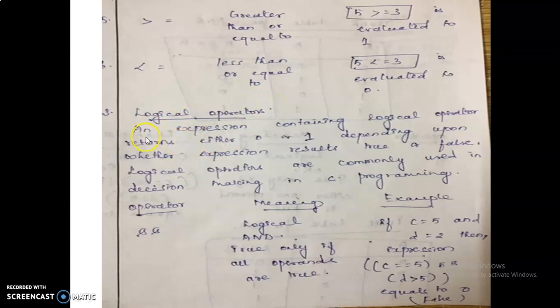Logical operators, or an expression containing a logical operator, return either 1 or 0 depending upon whether the expression results in true or false. Logical operators are commonly used in decision making in C programming. Here this is the first logical operator, and we use double ampersand for AND. If both conditions are true, the result will be true. If either one of the values is false, the result will be false.